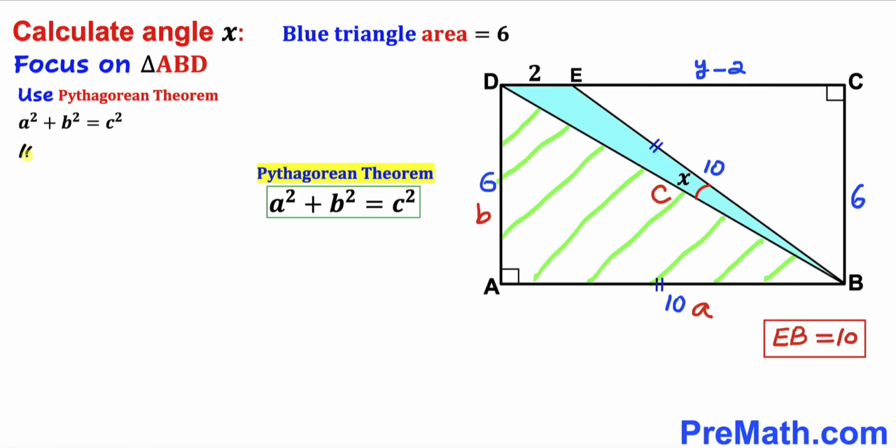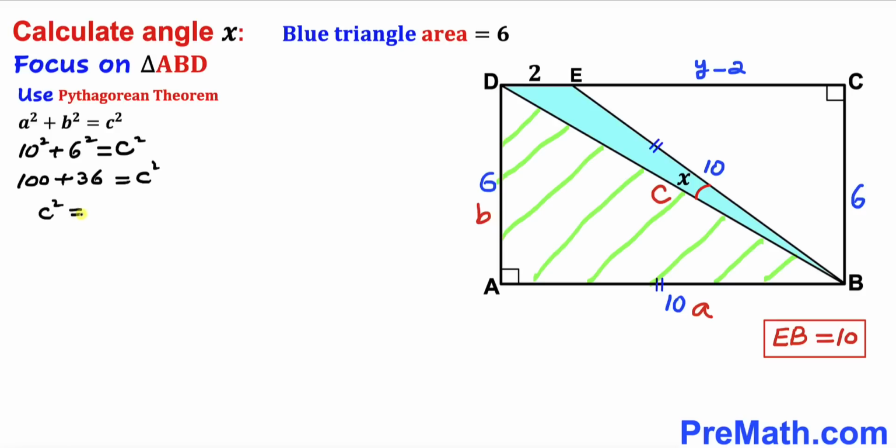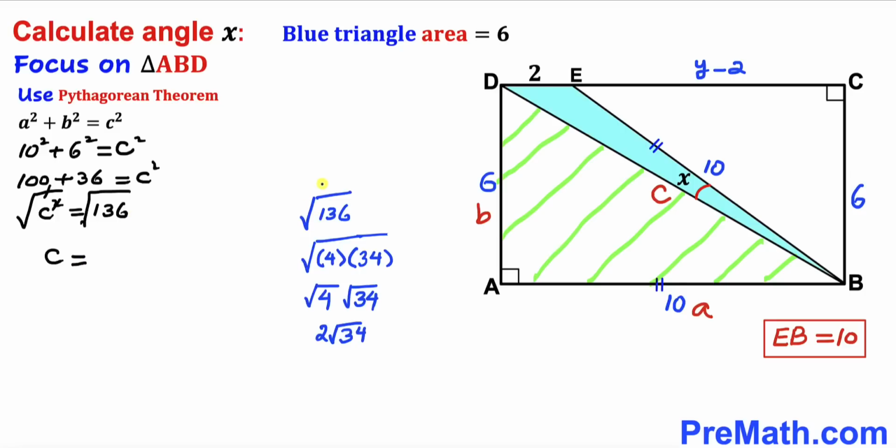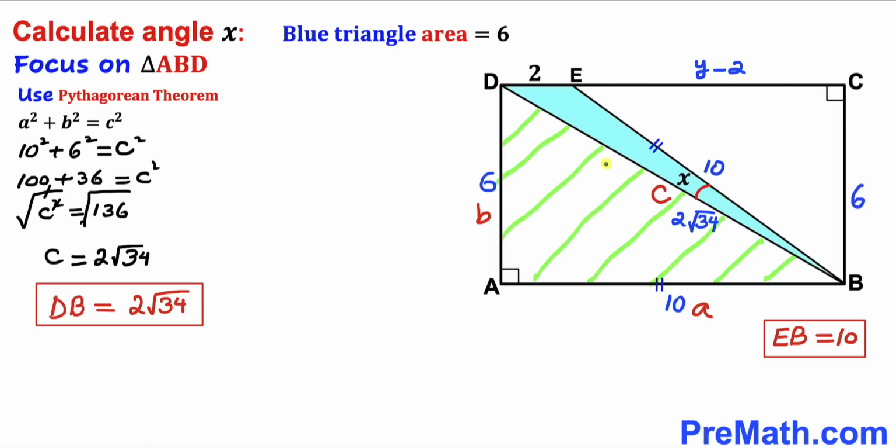A in our case is 10, so this is going to become 10 squared plus B is 6, 6 squared, equal to C squared. So therefore C squared equals 136. Let's go ahead and undo this square by taking a square root on both sides. So this square and square root undo each other. So we got C equals, and for the right hand side, the square root of 136 could be simplified to 2 times the square root of 34. So therefore I'm going to write down 2 times the square root of 34 units. So thus our side length DB turns out to be 2 times the square root of 34 units.